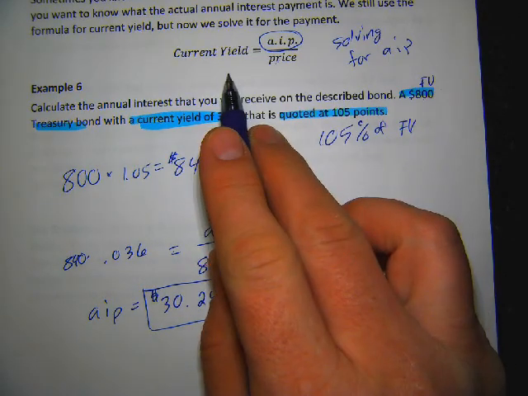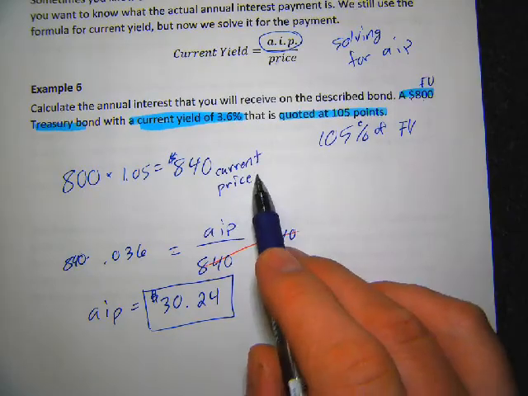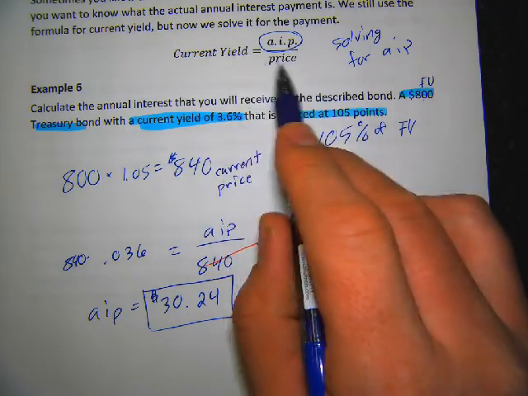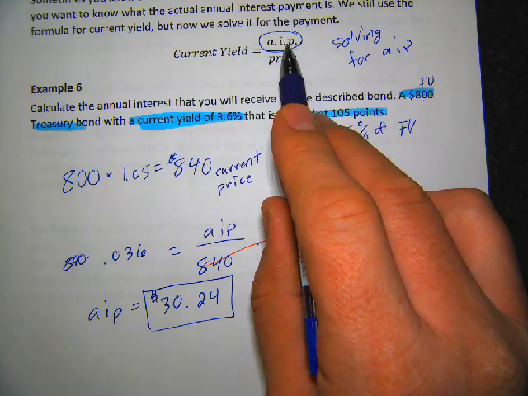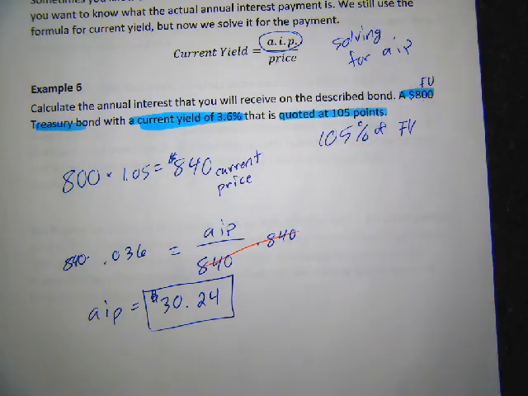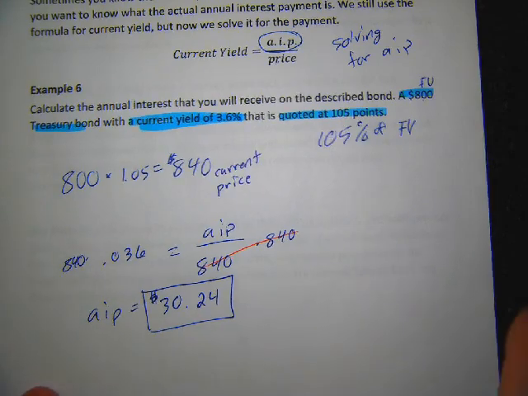We just worked backwards. We found the current price, and then we put in the current yield and the current price, and worked backwards to find the annual interest payment. And that's how bonds work. Again, remember, bonds are paying simple interest, so it's not compounding each year. You don't get $30 this year and then $31 next year. You just get $30 each year, and that's how they work.